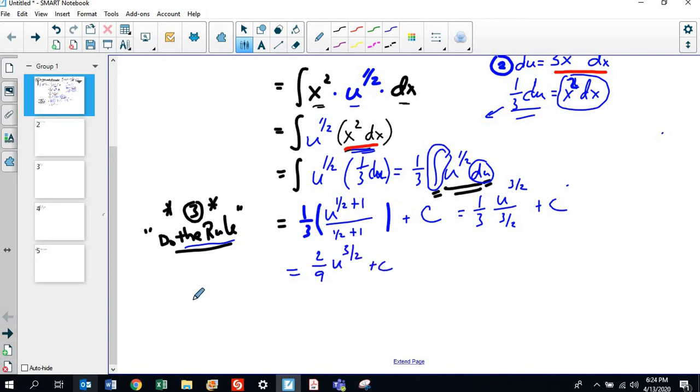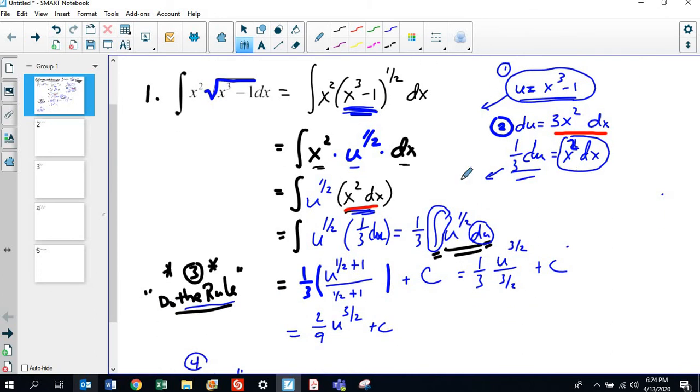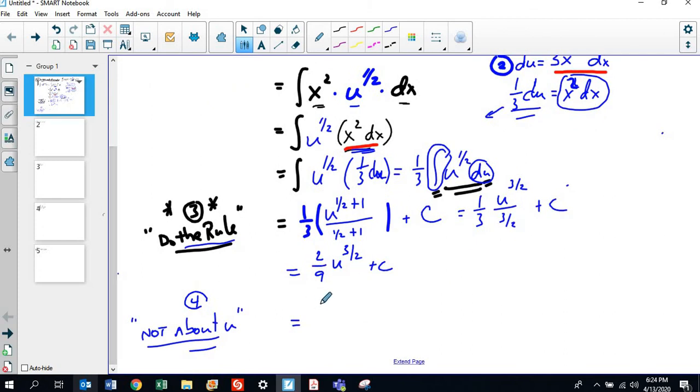And then step 4, don't forget step 4. Step 4 is: it's not about u. I like to throw that phrase out there. It's about the x, or whatever the other variable was up here. So I substitute back. If I have to go back up here, I remind myself what u was. u is x cubed minus 1. So I plug in for u with x cubed minus 1, and I get 2/9 times x cubed minus 1 to the 3/2 plus c.